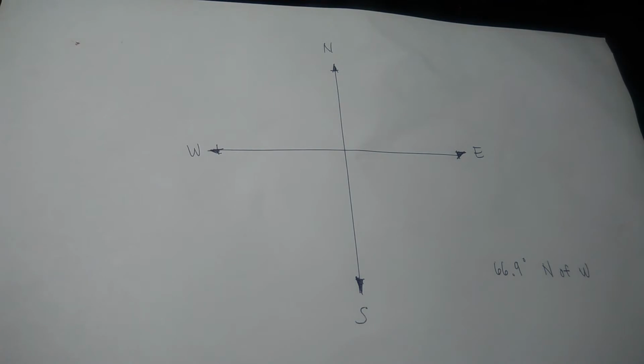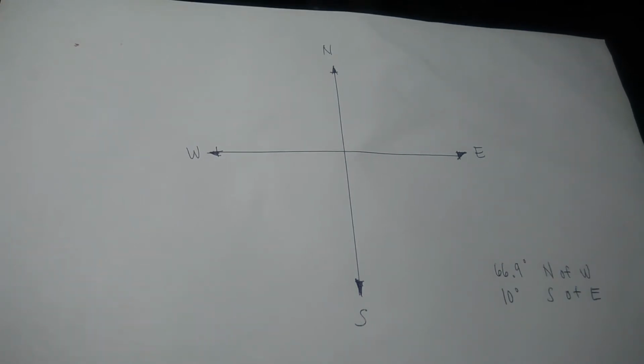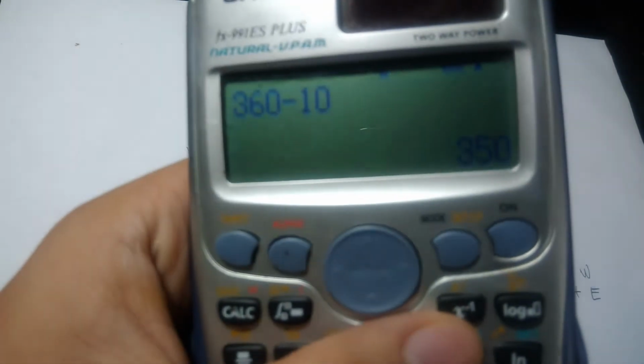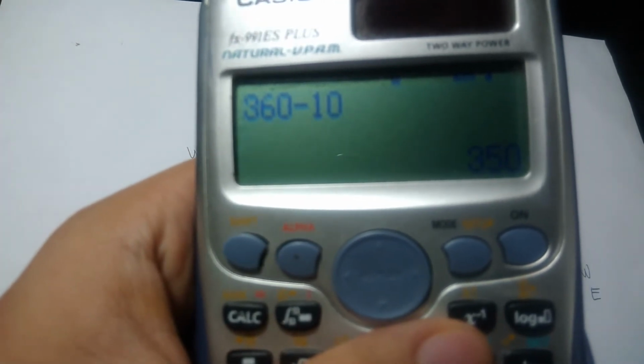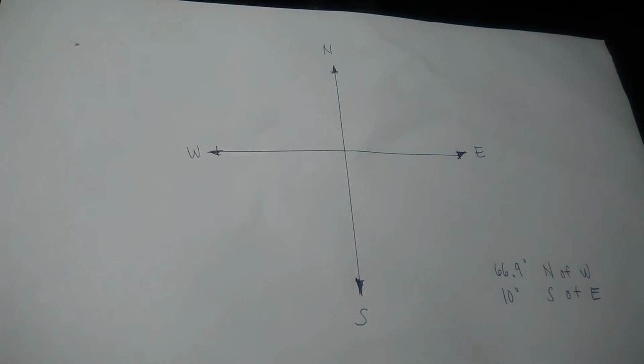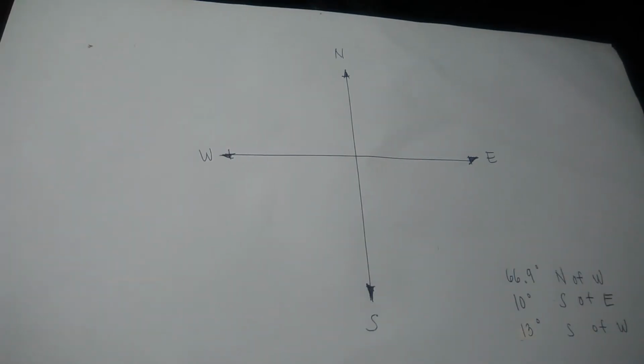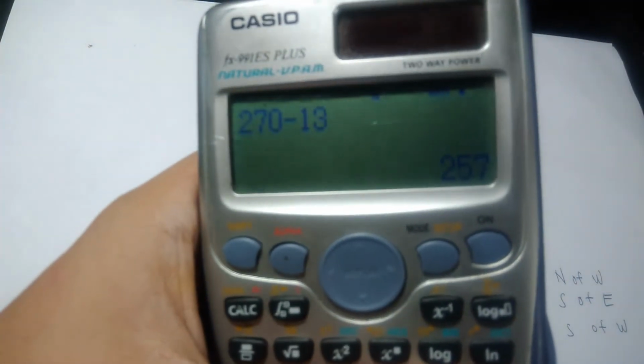Next is 10 degrees south of east. So it is located in the fourth quadrant, and the fourth quadrant is 360 degrees. So theta is 350. The last is 13 degrees south of west. So it is located in the third quadrant, which is 270 degrees. So it is 257.